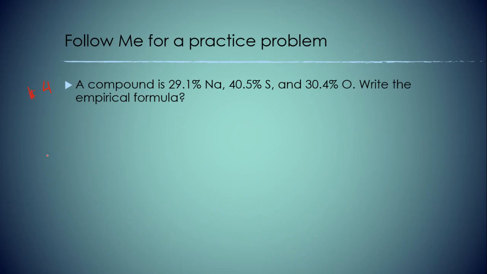So we do the same thing. We're going to repeat those steps. The first thing is to use these percentages up here as grams. So we've got 29.1 grams of sodium. We have 40.5 grams of sulfur and 30.4 grams of oxygen. Step 2 is to convert these to moles.